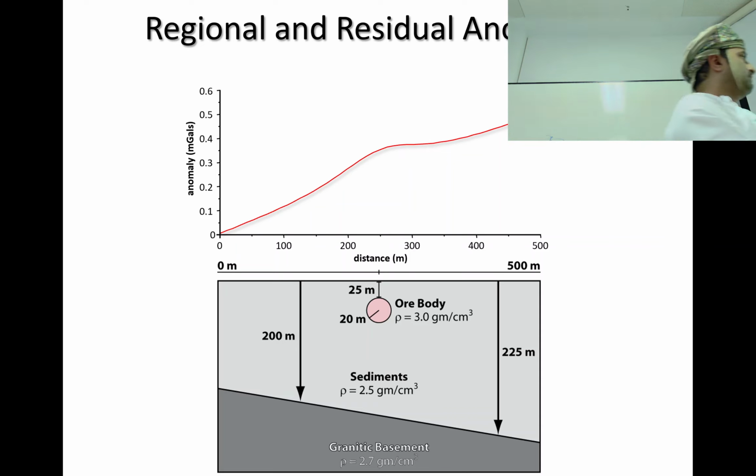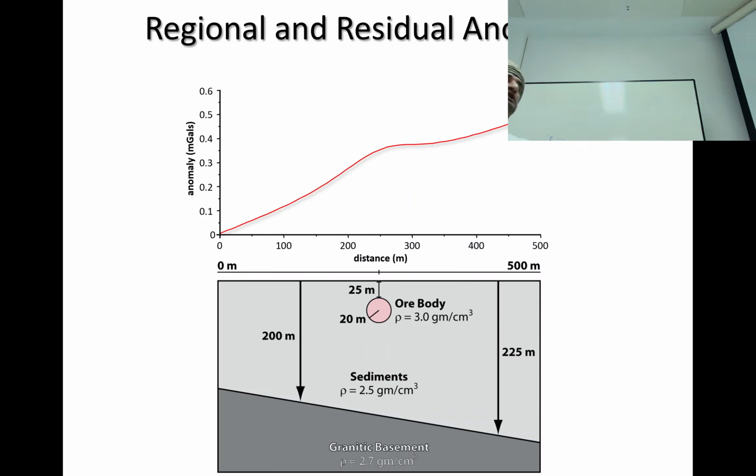So here, it started increasing. I might assume that my base station is here. I'm referencing back to the base station. I'm going to the right. When I come to here, I see what? A bulge. That bulge is due to what? The ore body.